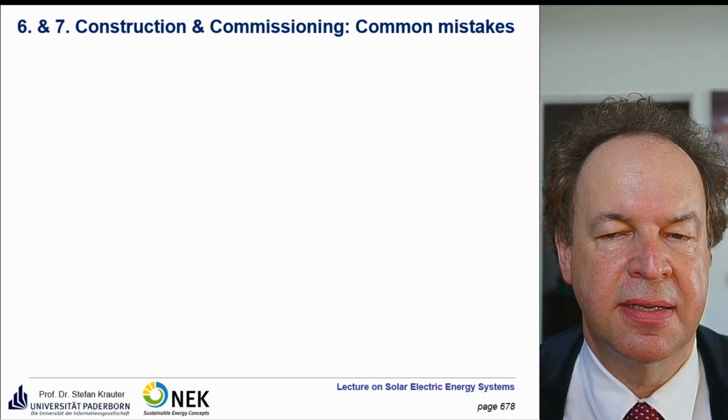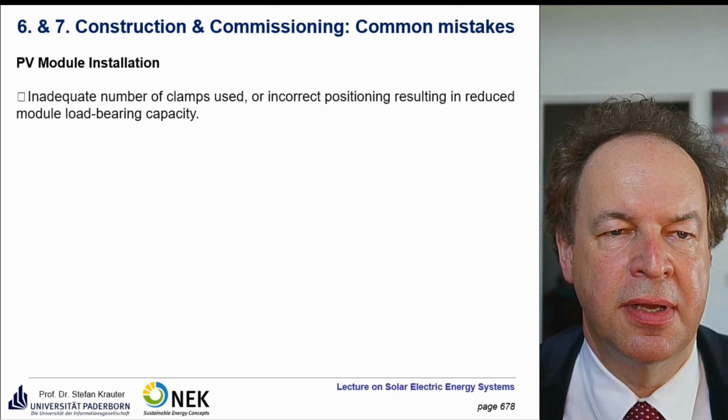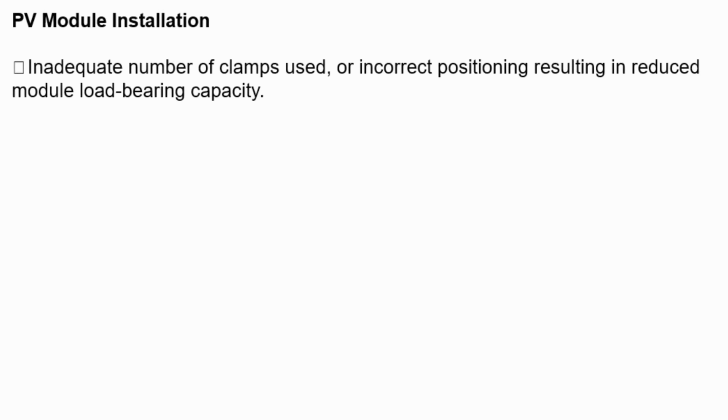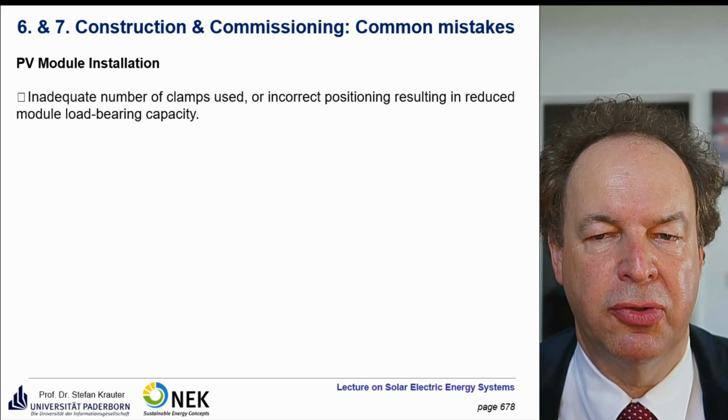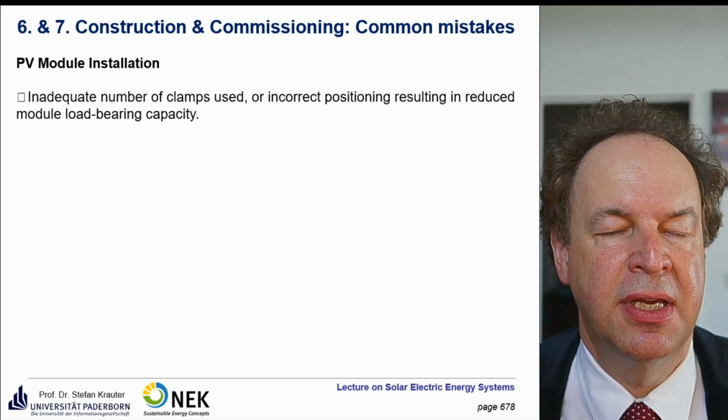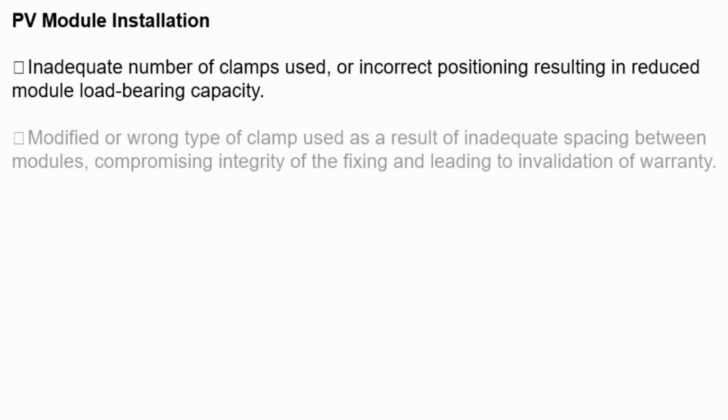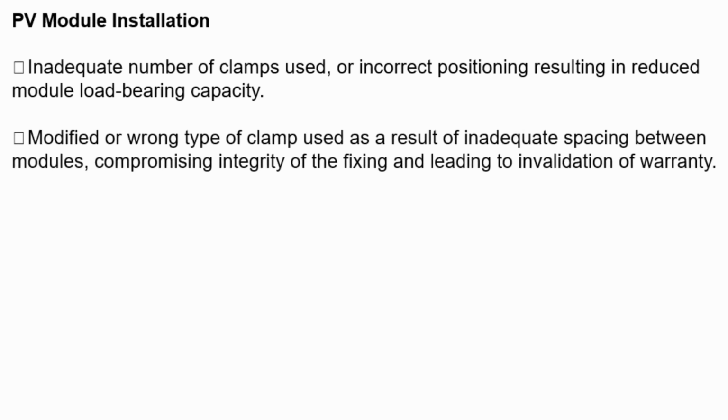What are common mistakes? In module installation, there could be an inadequate number of clamps used or incorrect positioning, resulting in reduced module bearing load capacity. Usually the positioning of the clamps, also the type and the area of the clamp, is given in the module data sheet. If you deviate from that, the warranty may not be valid anymore. This is what I mentioned: modified or wrong type of clamps. There could also be inadequate spacing between the modules, compromising the integrity of the fixing and leading to invalidation of the warranty.